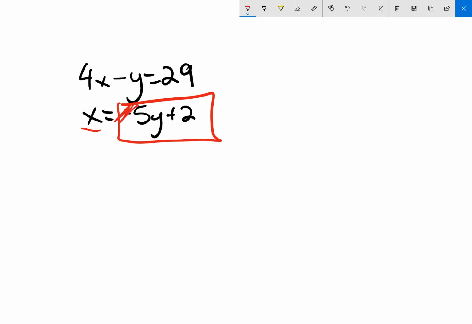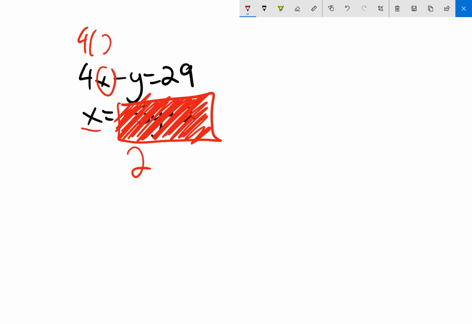Now, if I just pretended we didn't know what this was, if I just said, hey, x equals 2, you know what you would do? You would probably just plug in 2 right there, and you would have the equation 4 times 2 minus y equals 29. And that's all well and good. That is substitution at its finest.